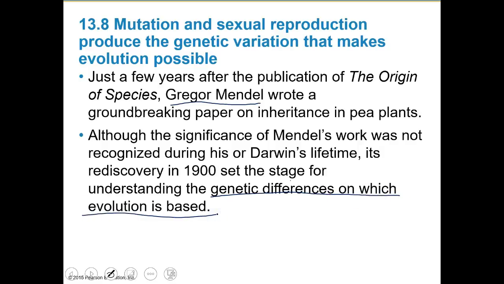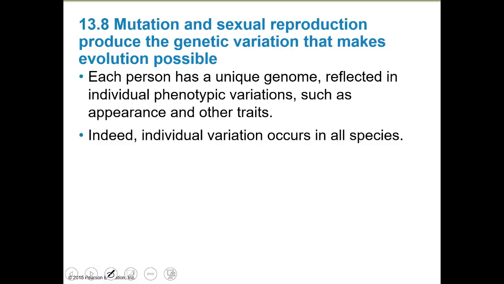So this is from our perspective here. Each person has a unique genome reflected in individual phenotypic variations. Remember, this is our physical appearance. That's our appearance, maybe some other traits, maybe not always things we can see, but particular enzyme shapes or blood type, whatever, but that's still the outward expression. So indeed, individual variation occurs in all species.